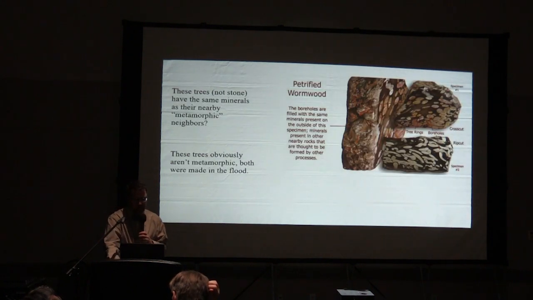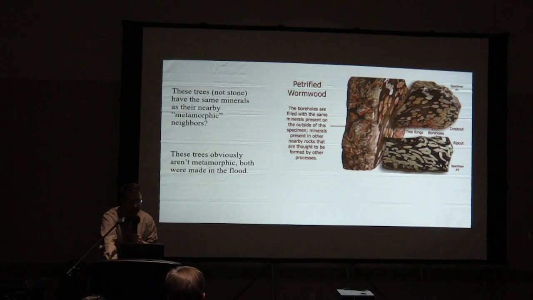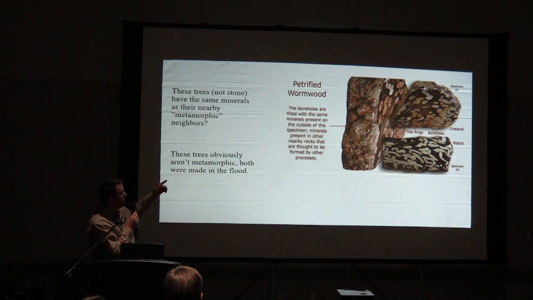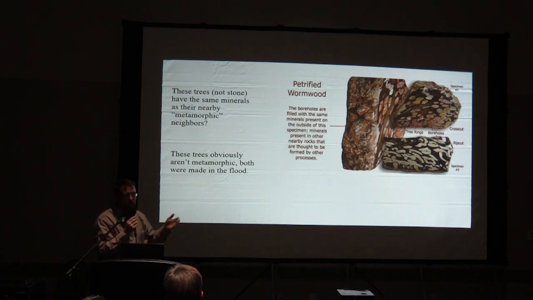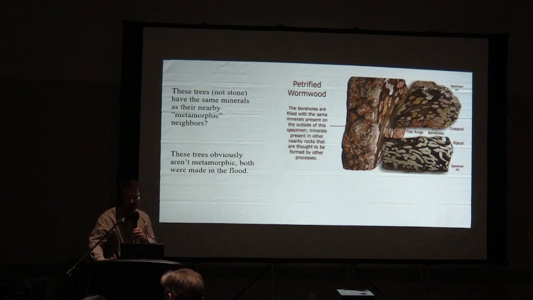This is petrified wormwood. These trees, okay, they have the same minerals nearby as metamorphic neighbors, suggesting they were both made in similar conditions. So this tree, you can see the tree rings and everything. These are boreholes into it from the bugs, and they got filled in with these minerals that are the same as this rock next door, right by it, that's supposedly metamorphic.